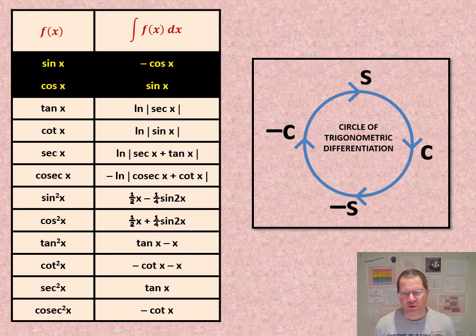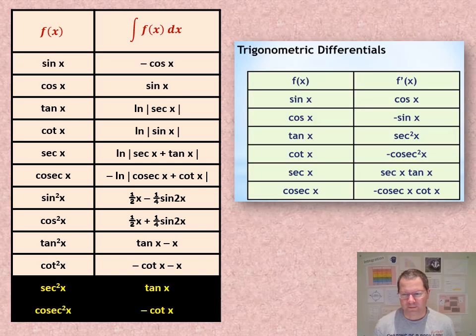So let's start with a pair we already know. We're aware of the circle of trigonometric differentiation, and if we want to integrate, we can go anti-clockwise around the circle. So the integral of sine is minus cos x, and the integral of cos x is sin x. I'm not going to look at them in order. I'm going to go straight down to the bottom for the integrals of sec squared x and cosec squared x.